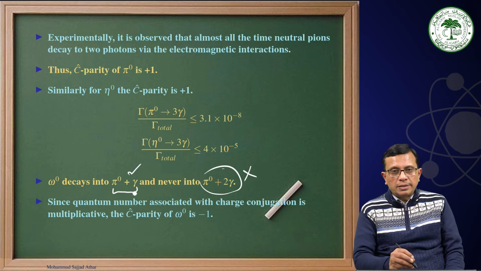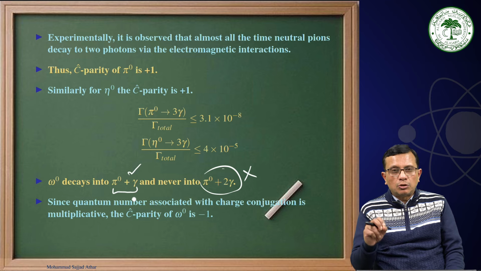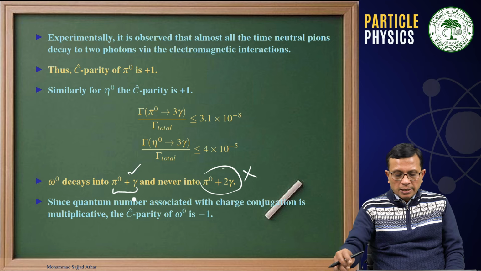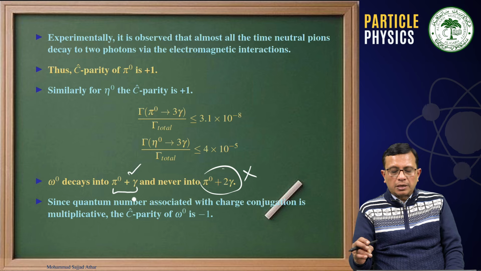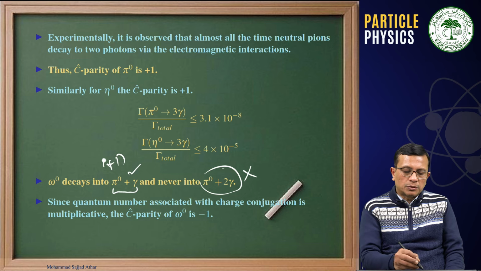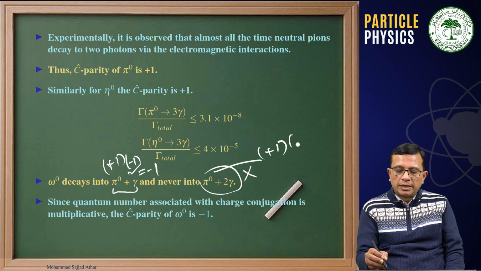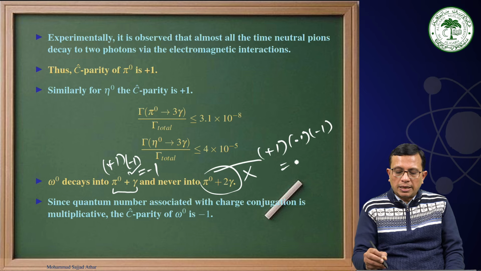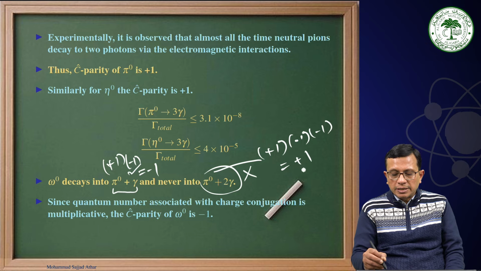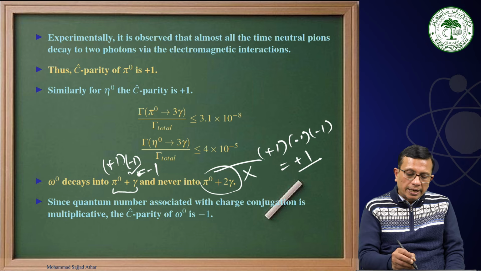Therefore, omega 0 is decaying into pi 0 and a single gamma, but omega 0 is not decaying into pi 0 and 2 photons in the final state. And therefore, we say that C parity of omega 0 is -1. As you can see, this is +1 and this is a multiplicative quantum number. So +1 and photon is -1, we get -1. While here it will be +1 times -1 times -1, and that will be +1. Therefore, here it is an even C parity state, while here it is an odd C parity state. Both cannot be true, and this has been observed.